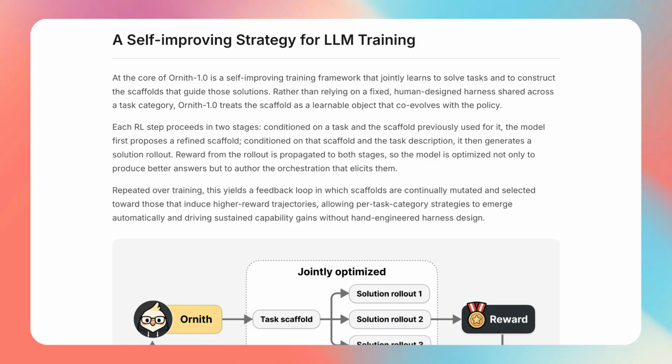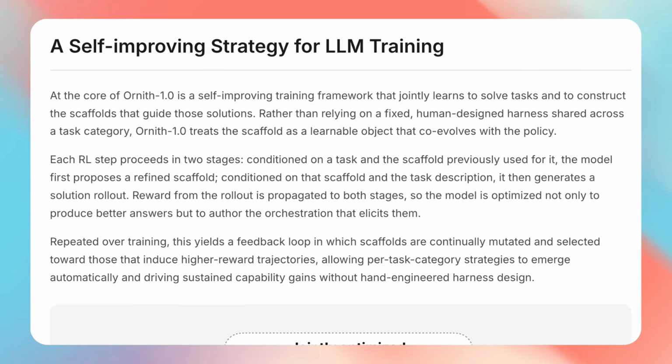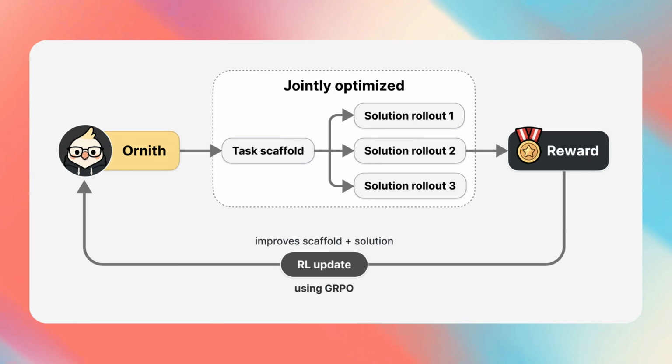And this goes to the heart of what they're getting at here, which is that up until now, most of the time, people have thought about agent harnesses as being things that are designed by humans. So what Ornith actually does here is treat that as a learnable object. And the whole idea is that just as the model is going to learn to get good results, it should also learn to create better scaffolds or better harnesses for creating those good results.